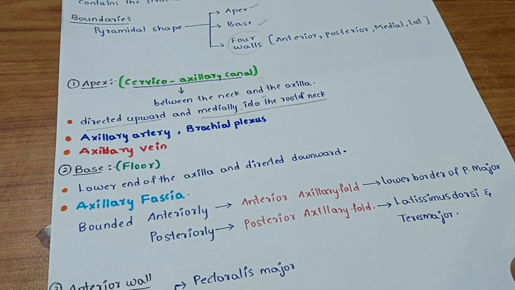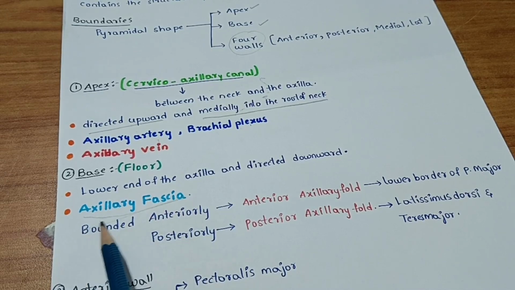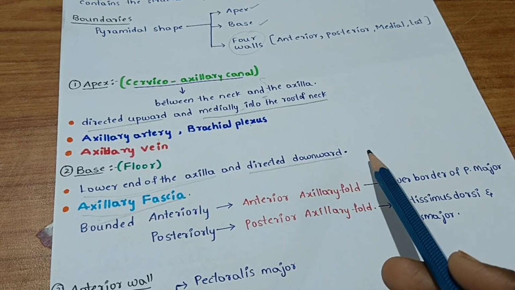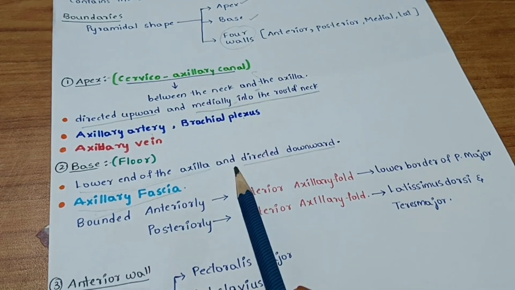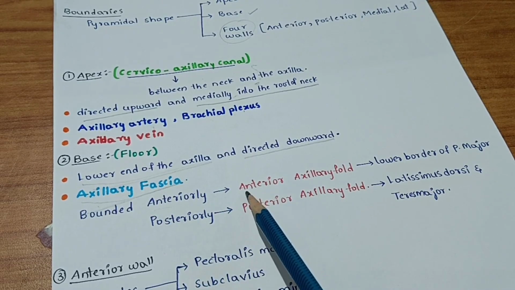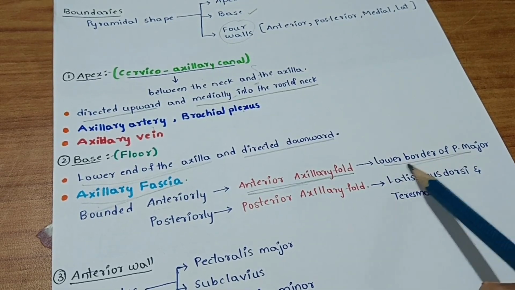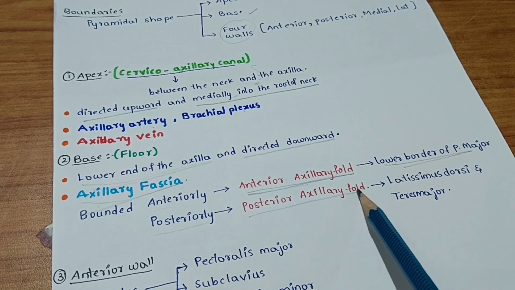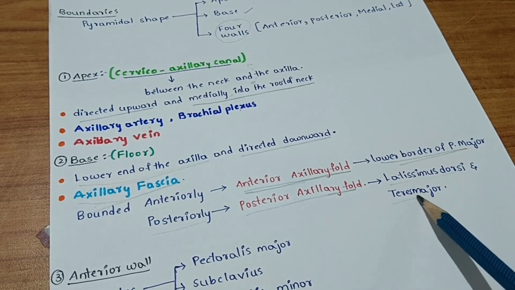Let's see the base. The base is also known as the floor. The floor is formed by the axillary fascia. It is the lower end of the axilla, directed downwards, whereas the apex is directed upward and the base is directed downwards. It is bounded anteriorly by the anterior axillary fold, formed by the lower border of pectoralis major, and posteriorly by the posterior axillary fold, formed by latissimus dorsi and teres major.